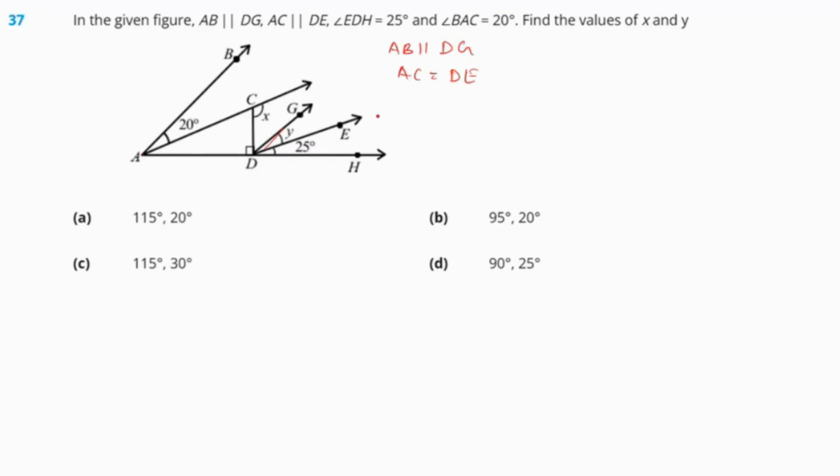And EDH is equal to 25. This is 25. This AC is parallel to DE, so basically this angle should equal this angle. So this angle also needs to be 25 degrees, and BAC is given to us as 20 degrees.